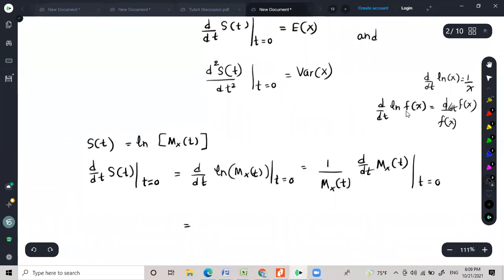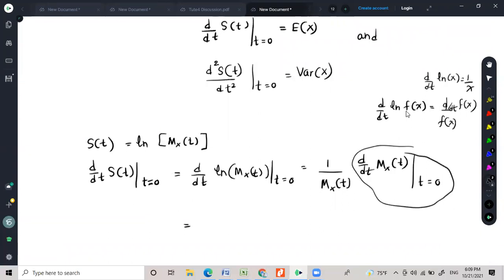Now, what do you know about this part? What do you know about this part? If you take the first derivative of the moment generating function and set t equal to 0, what do you get?